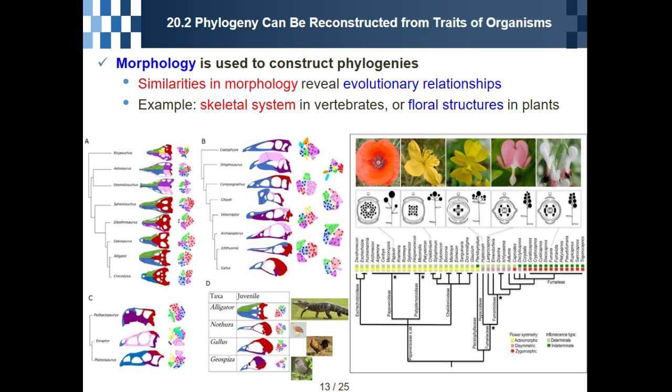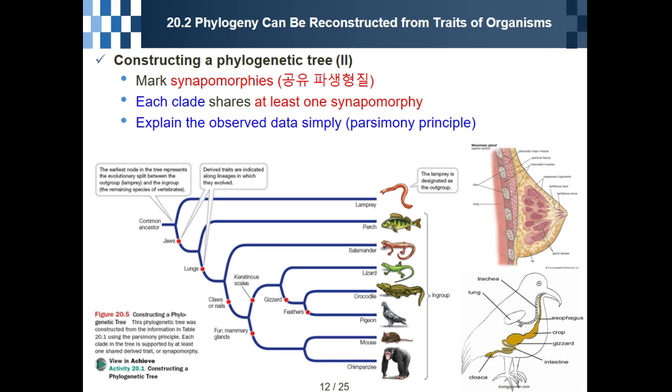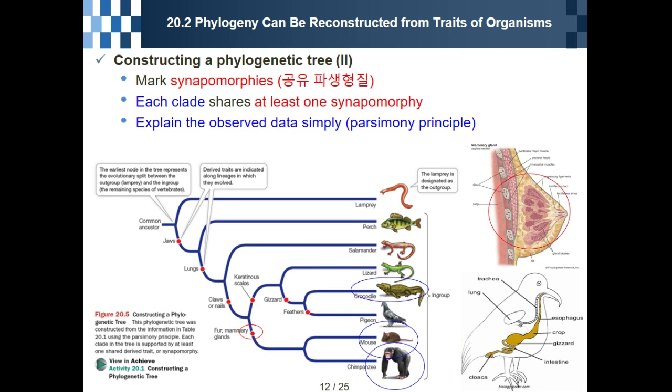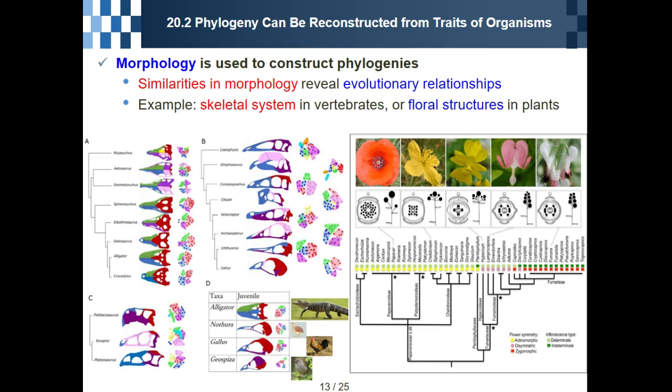So this is the bone structure. For example, this animal and this animal, their skeletal systems are nearly similar. So it means that they are evolutionarily very close. However, this animal and this animal, their bone structures are different. That's why they are evolutionarily far away from each other.